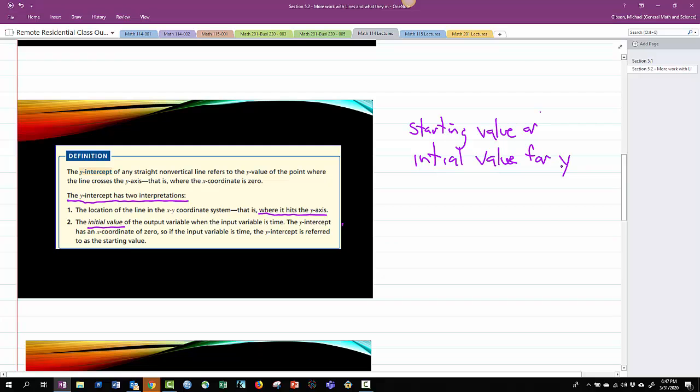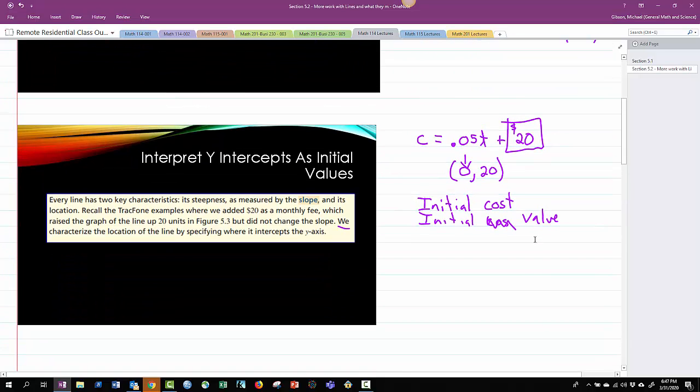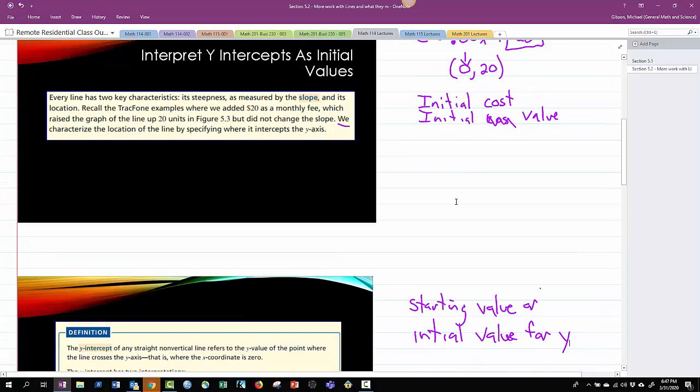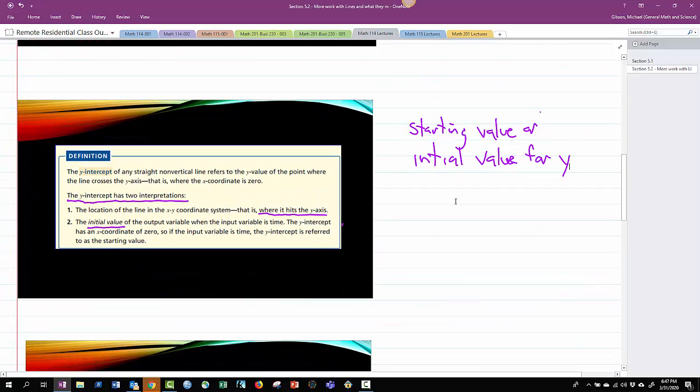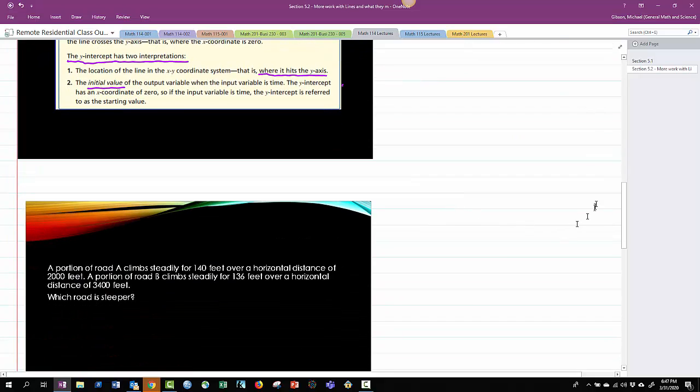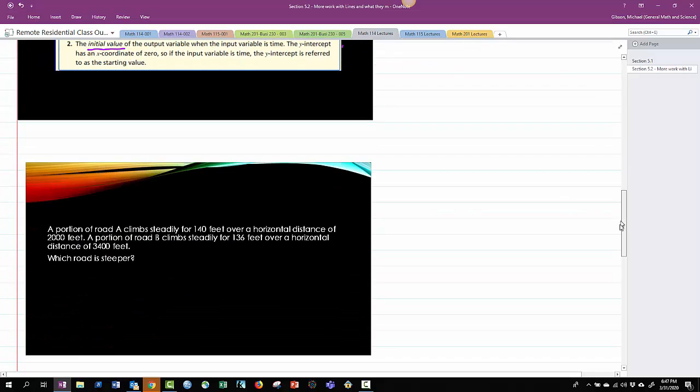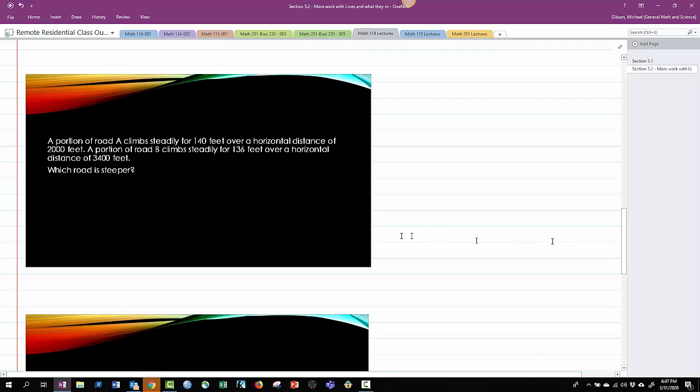That's why for this one up here, when we were doing the cost on the track phone, the starting value, you start every month owing 20 bucks, right? And then it goes up from there if you use the phone. Just like in a way, in that case, you're going to pay them 20 bucks for the right to use the phone if you decide to.